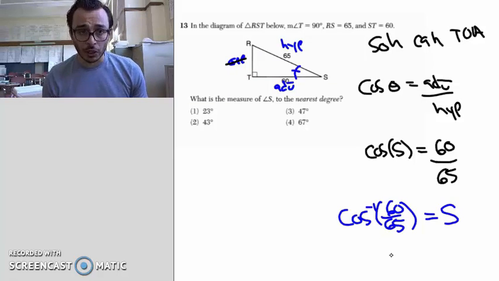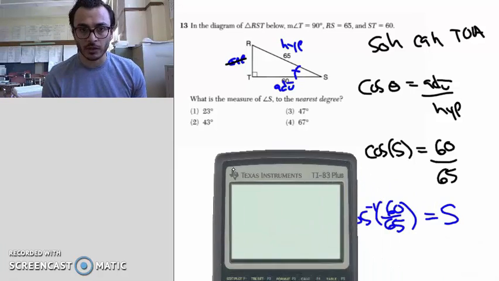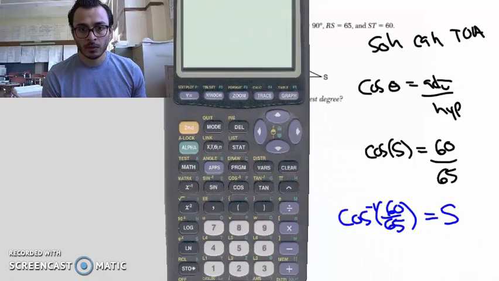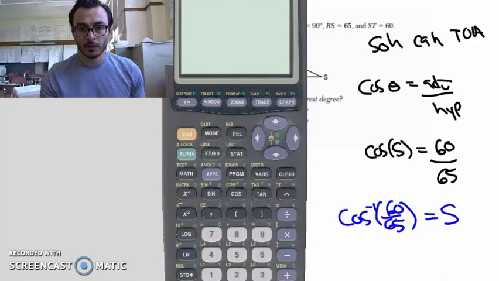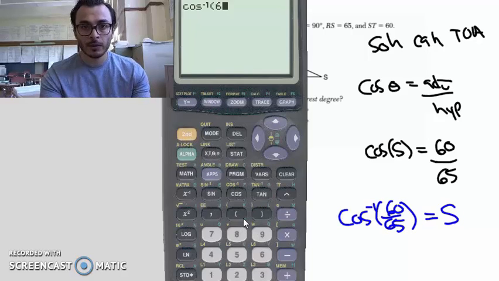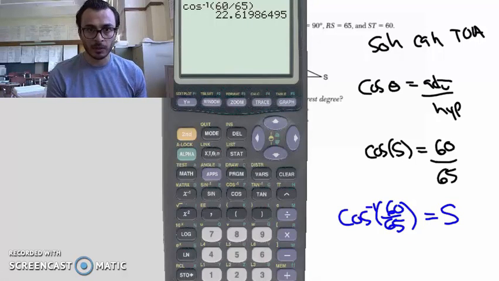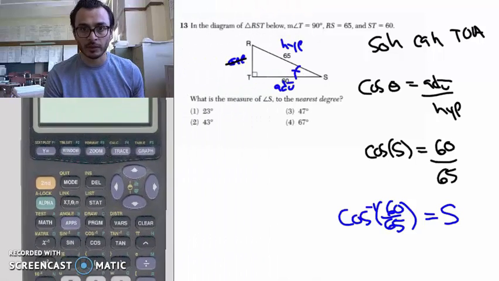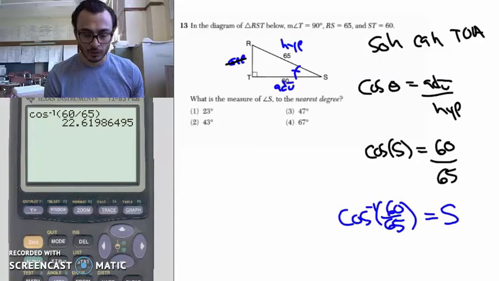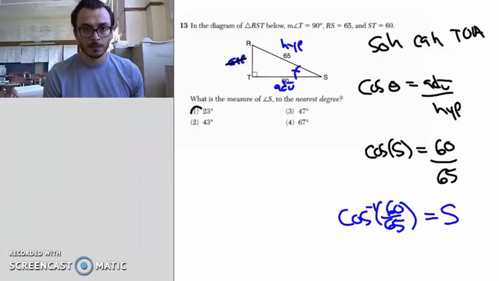Now, whenever you're looking for an angle, you know you're going to be doing that inverse trig operation. All right, so let's get the calculator. Show you how to do this. Make sure you're in degree mode. So second cosine 60 over 65, and I get approximately 22.6 degrees. To the nearest degree, that would be 23. So the answer is 1.